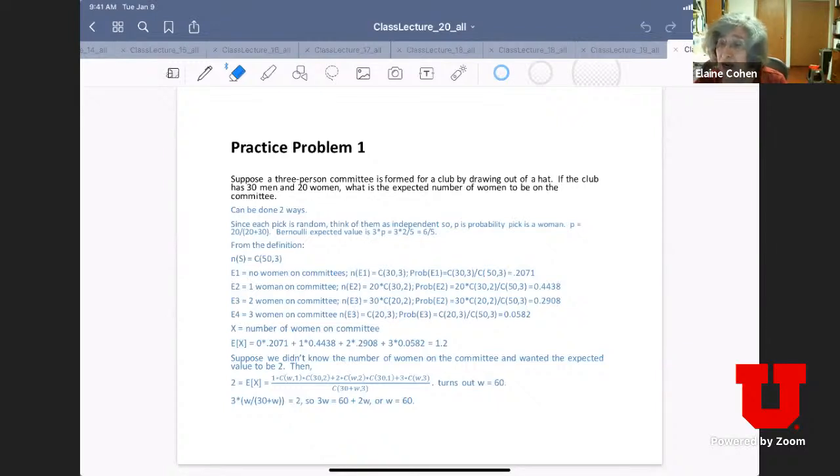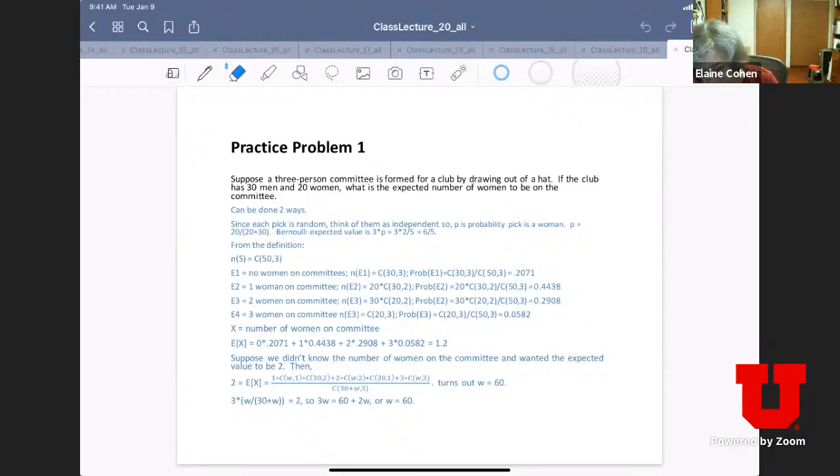Now, suppose we didn't know the number of women on the committee. That should shriek to you that it's like a problem on your homework. So suppose we had a club that had 30 men and an unknown number, say W women. And we ask, what is the number of women in the club so that the expected value would be 2, let's say. So we want to have 2 women on the committee.